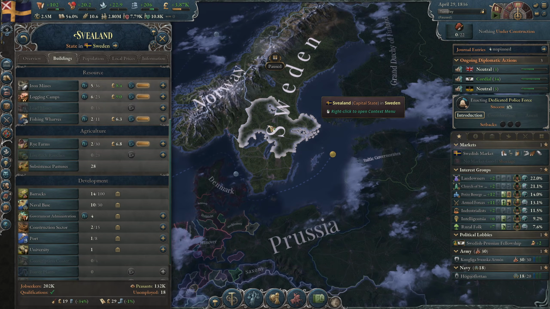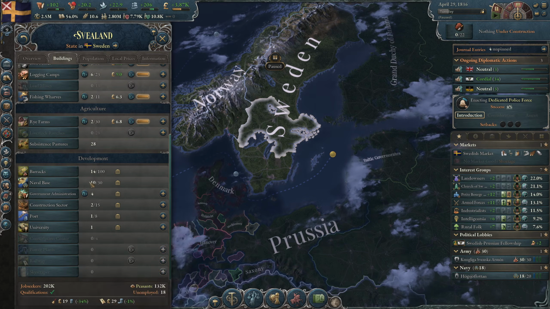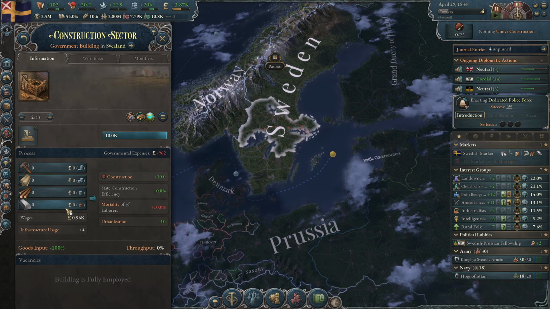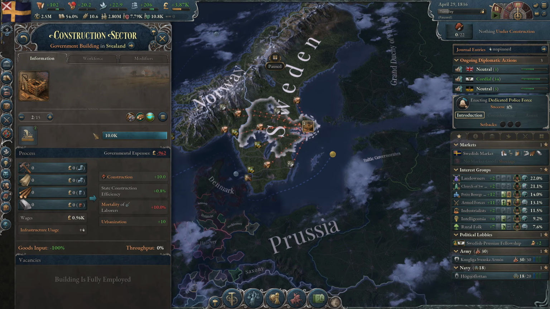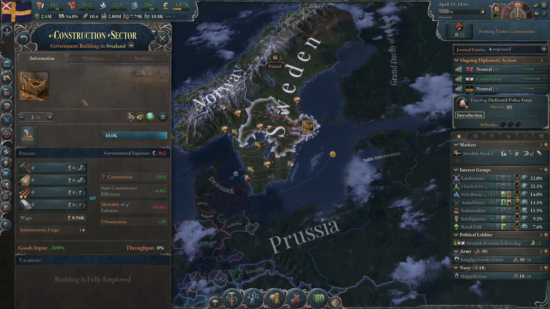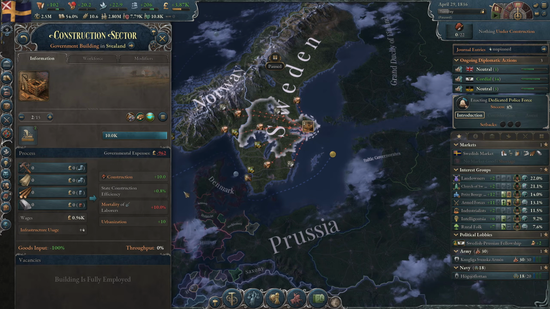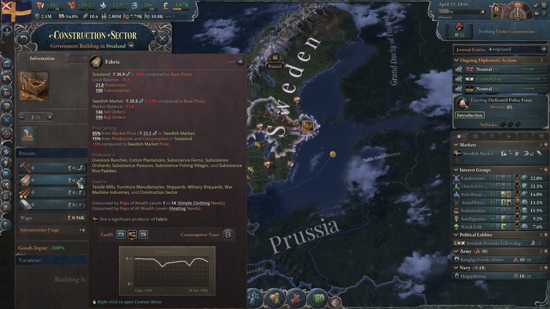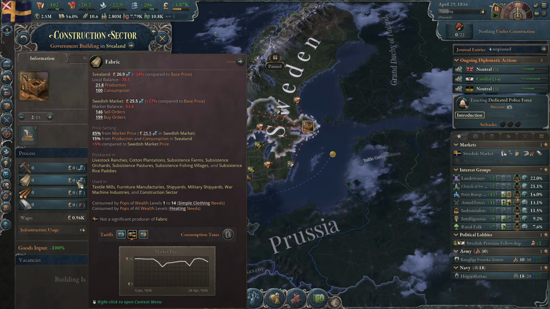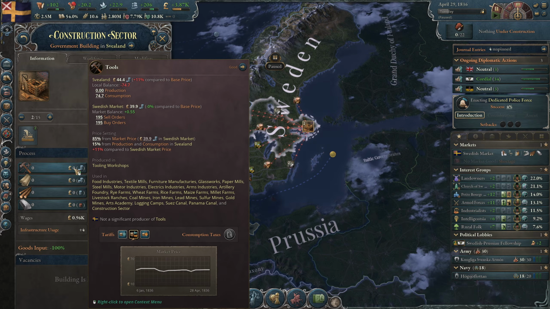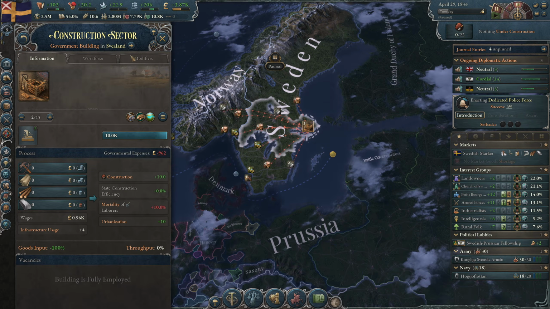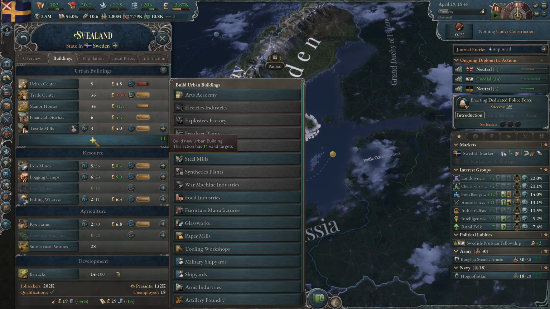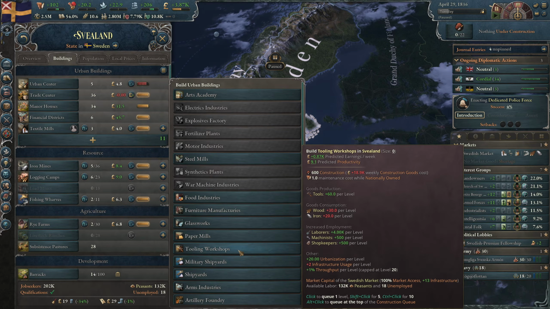But what we can also do is take a look at our construction sectors and make sure that we have local production of the import goods, so that when these are going to build, they're going to be cheaper. Now, cloth we cannot do anything about. We are importing some cloth from Russia. The tools, maybe we can build more tools. Do we have a tool workshop in Svealand? No, we do not have a tooling workshop in Svealand. So let's get a tooling workshop over here.